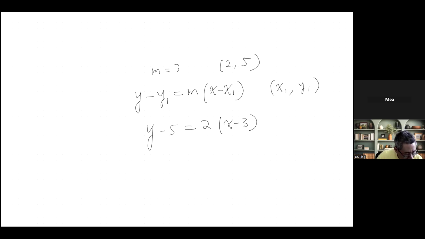Okay. If we try another one, this time m equals 2, and the point is 1 and 7. Okay?